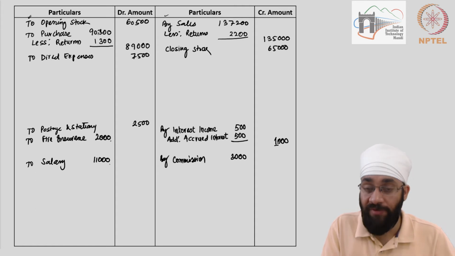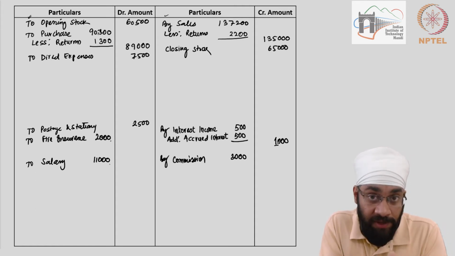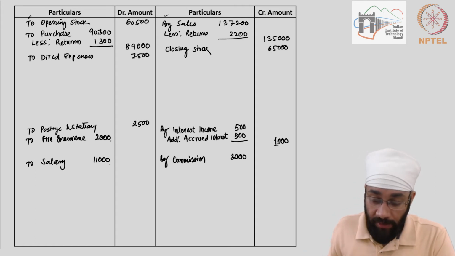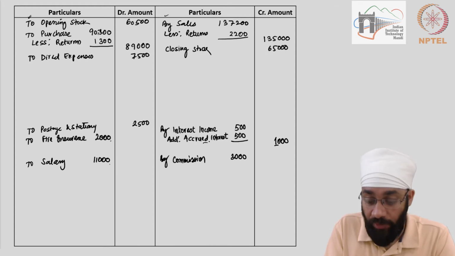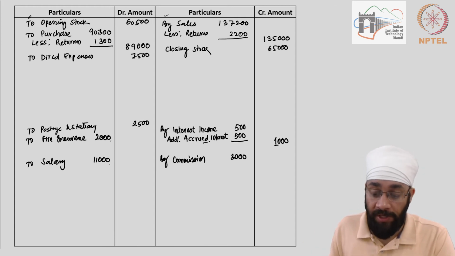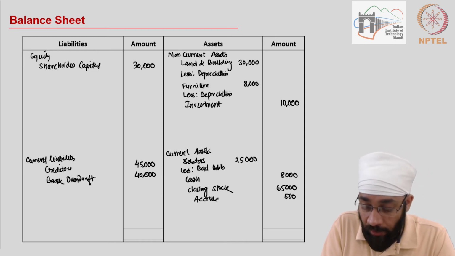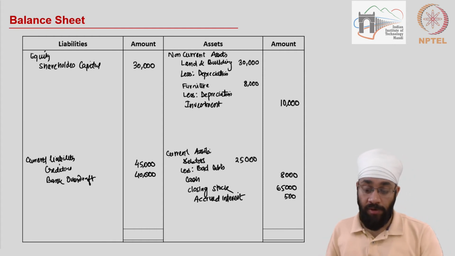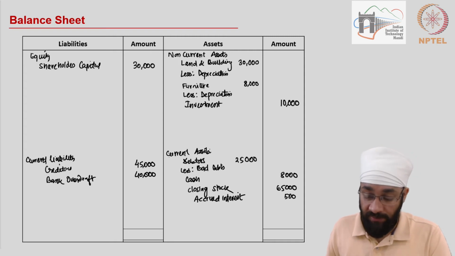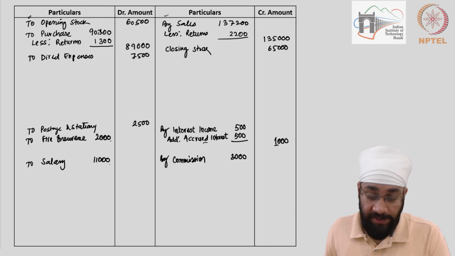The trial balance would have only given you 500, this figure, but there is an additional 500. Now, since you have to receive this amount in the next 1 year, this becomes a current asset for you as well. So we will show another current asset and we'll call it accrued interest. Accrued interest, or interest earned but not received, 500 as a current asset.